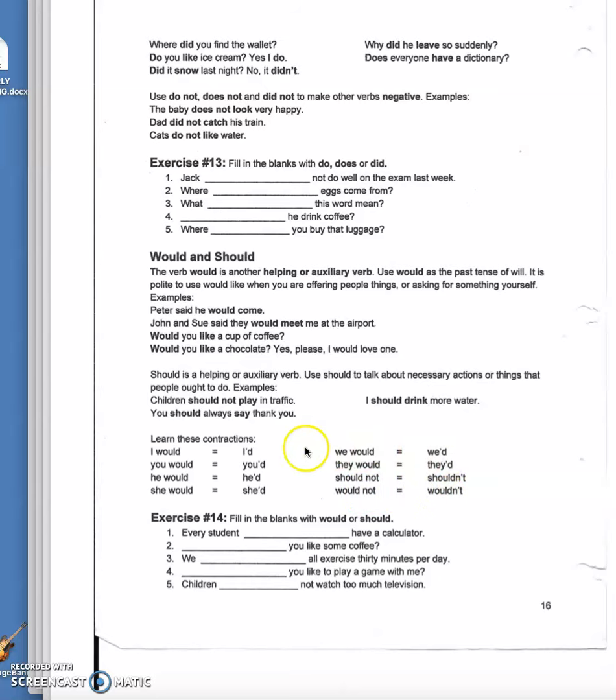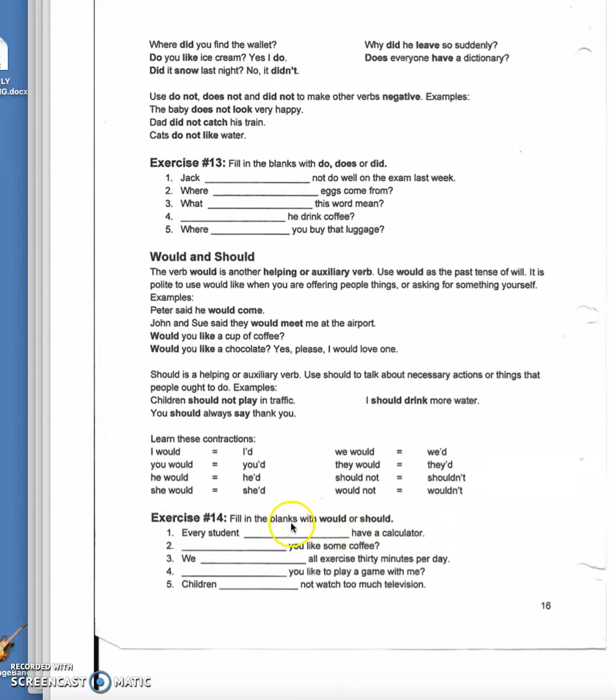Remember, when we have these contractions, we have an apostrophe. That's that little symbol that's taking the place of at least one letter. And for many contractions, it's taking the place of several different letters.